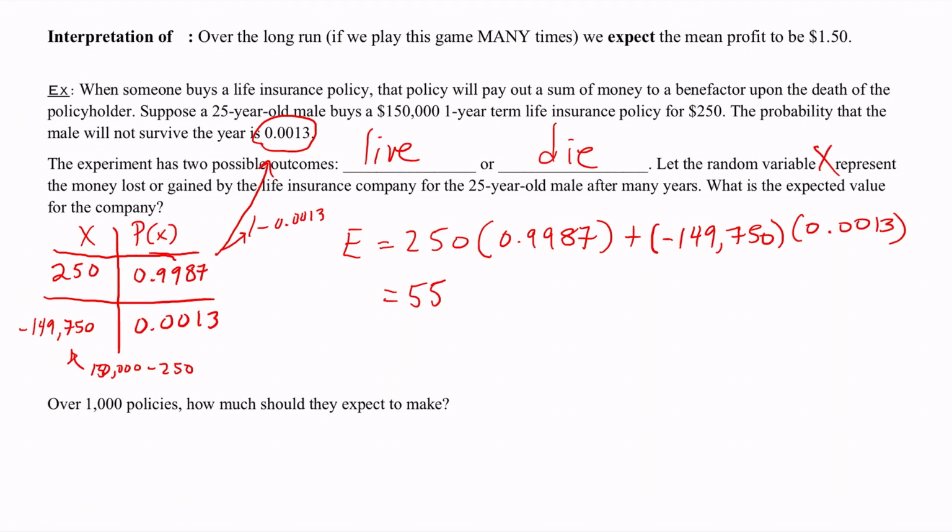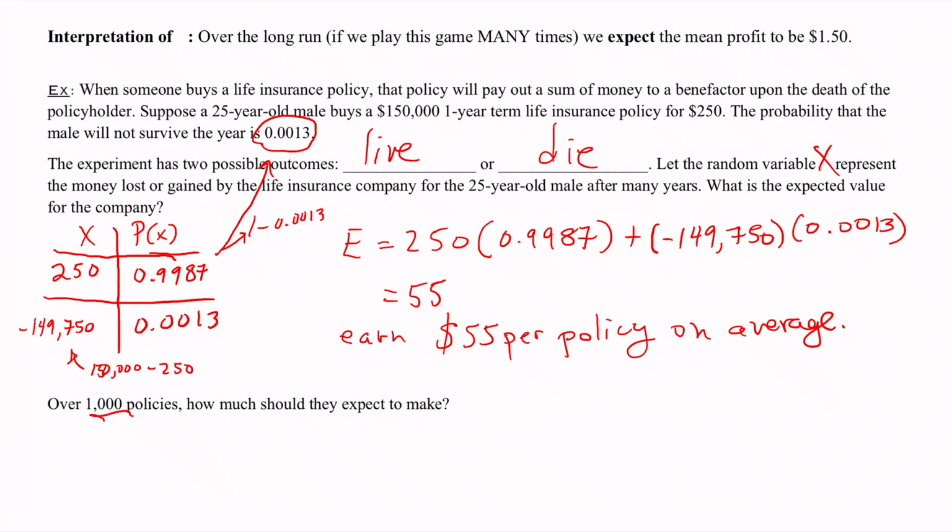Okay. So in this case, from the perspective of the company, this is how much they would earn per policy. In other words, if they have a lot of these particular policies out there, they would expect on average to earn $55 per policy. And if they, for instance, have 1,000 policies, they would expect to make 55 times 1,000 or $55,000.